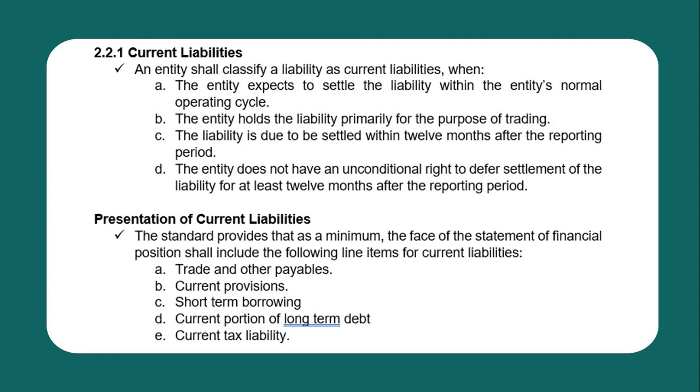So, presentation of current liabilities. So, what are the minimum line items for current liabilities? Trade and other payables, current provisions, short-term borrowings, current portion of long-term debt, and current tax liability.